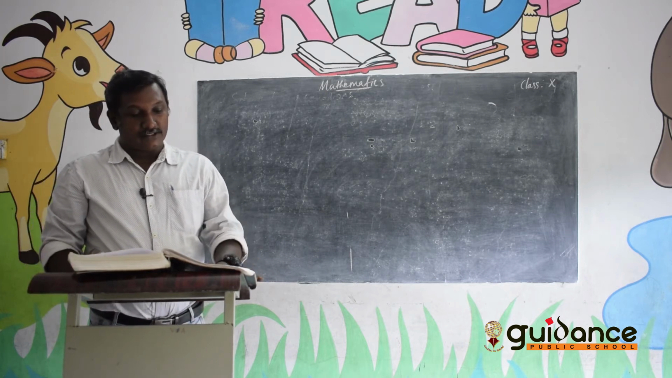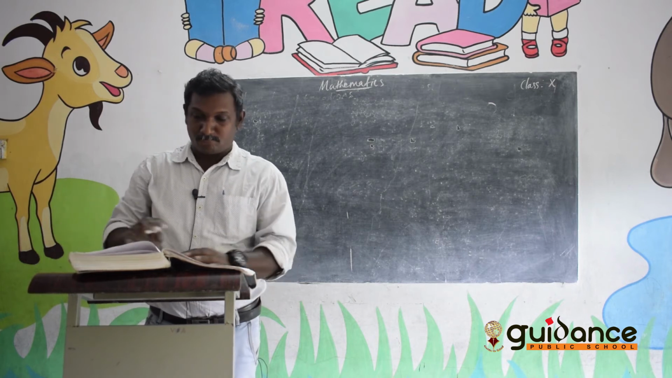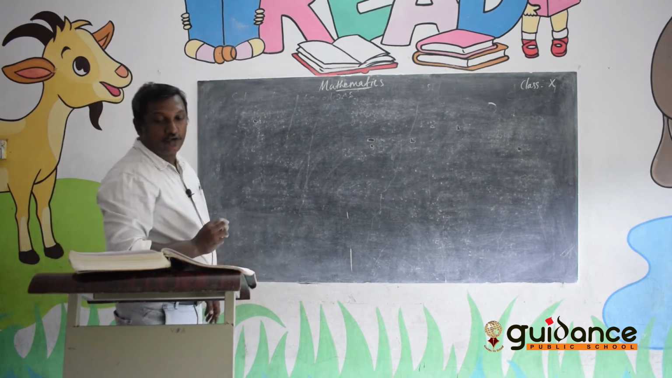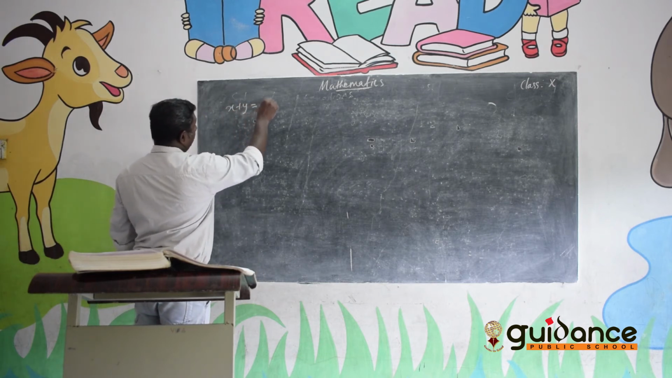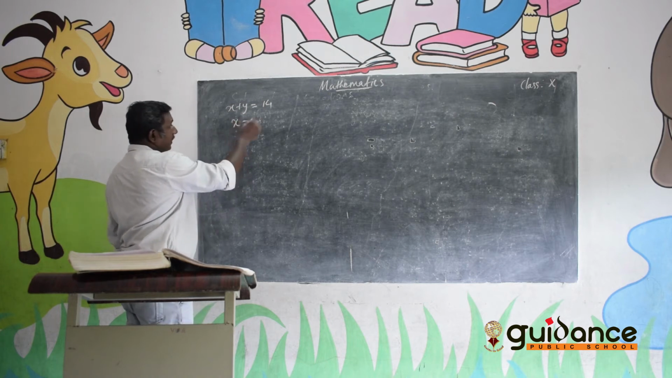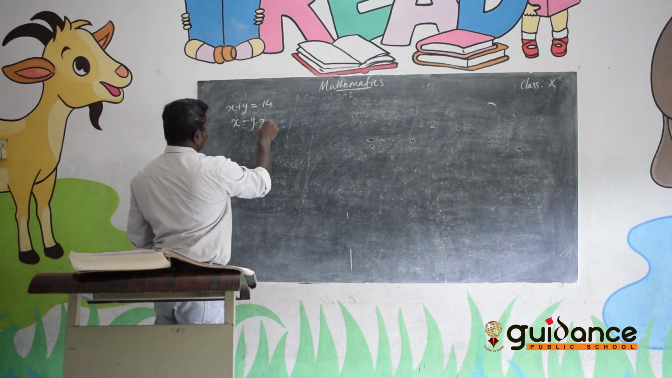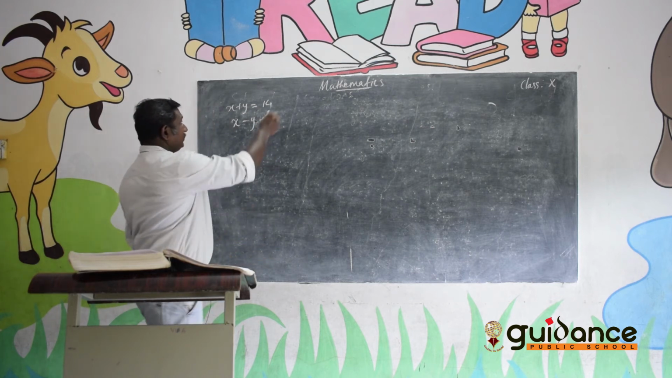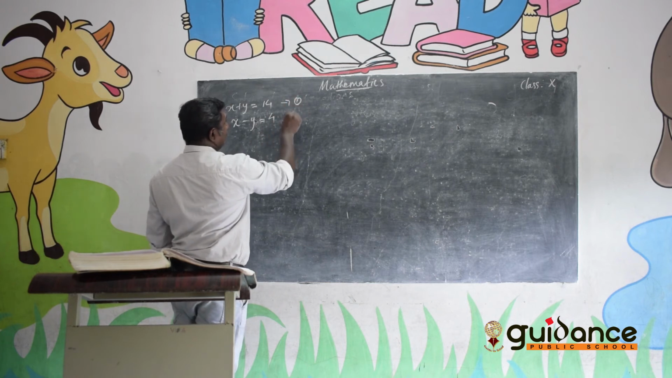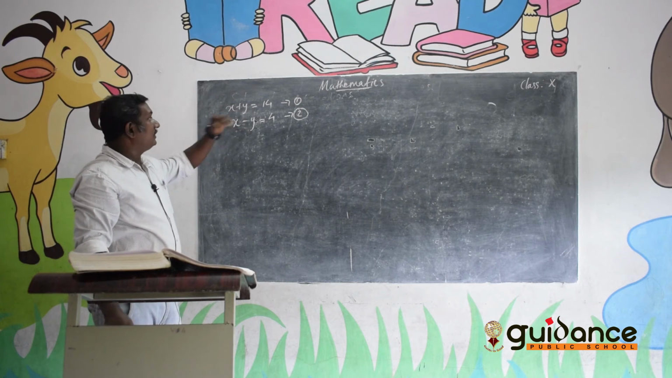From the exercise, the first question we can see: x plus y equal to 14, and x minus y equal to 4. Those are the two equations, equation 1 and equation 2.